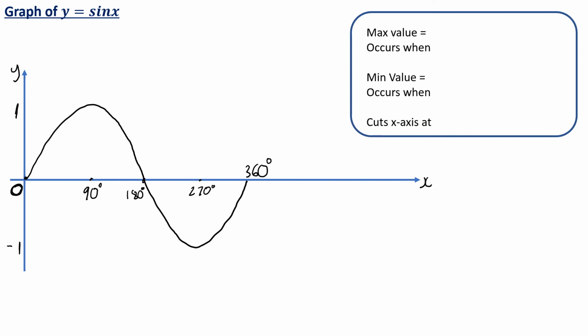So let's have a look. The maximum value of sine is the highest point it gets up to. The highest point it gets up to is here. So the max value is 1, and that occurs when x is 90. Can I ask you just to copy this table down into your jotters, please? If the max value is 1, if it goes up to 1 and doesn't go higher than 1, the minimum value is -1, and that occurs when x is 270 degrees.